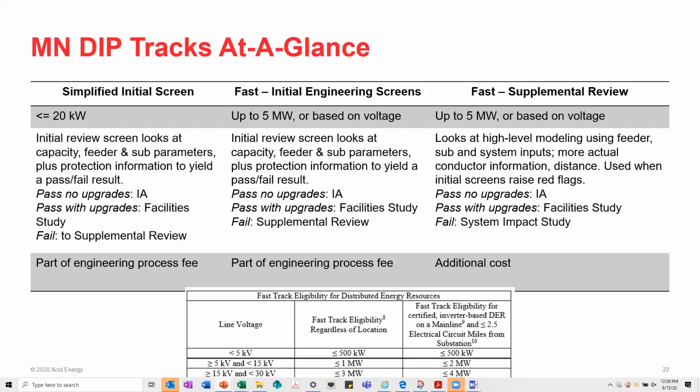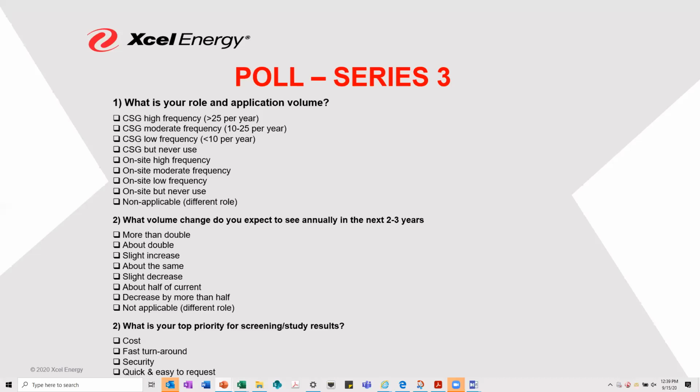Okay, now that we have a good idea for what's going on there, we're going to take another poll. Just really quickly, this one is looking at the application volumes and your expectations for those for interconnection applications, in the current state annually, and then what you anticipate to happen over the next 1 to 3 to 5 years, so we can kind of tell what we're planning for.